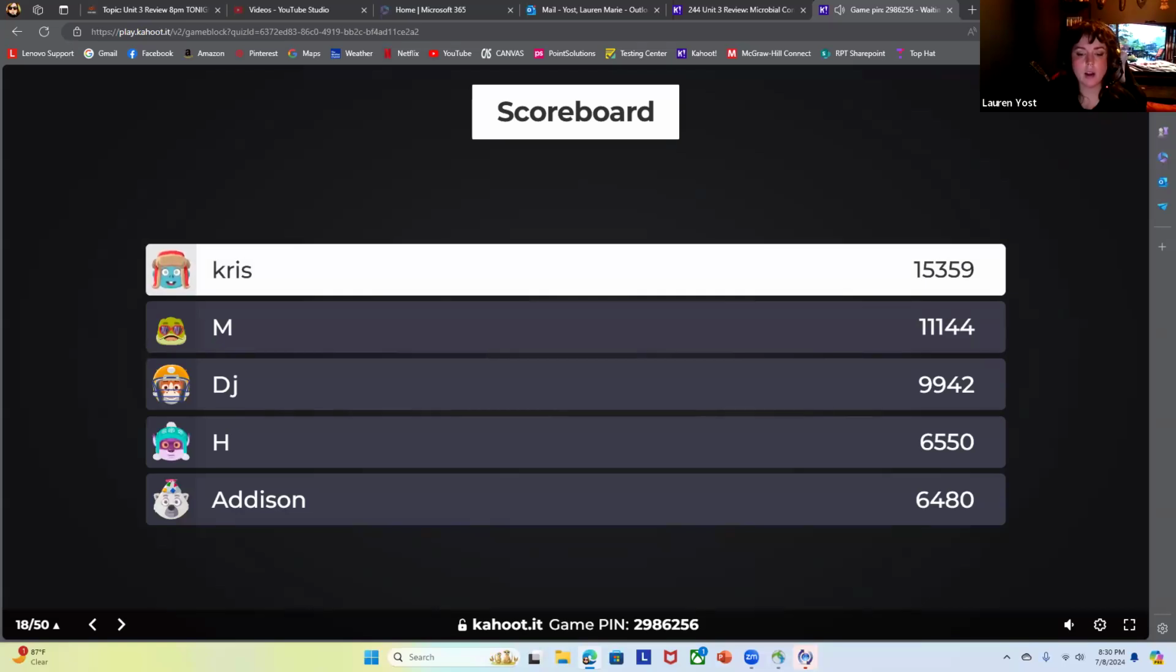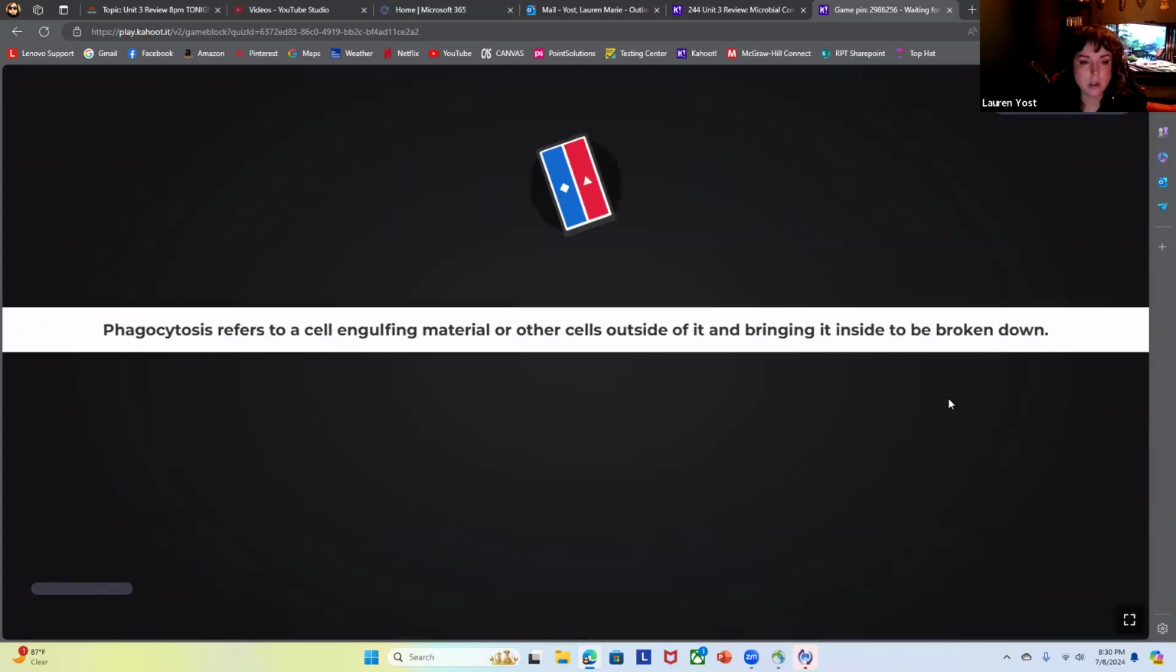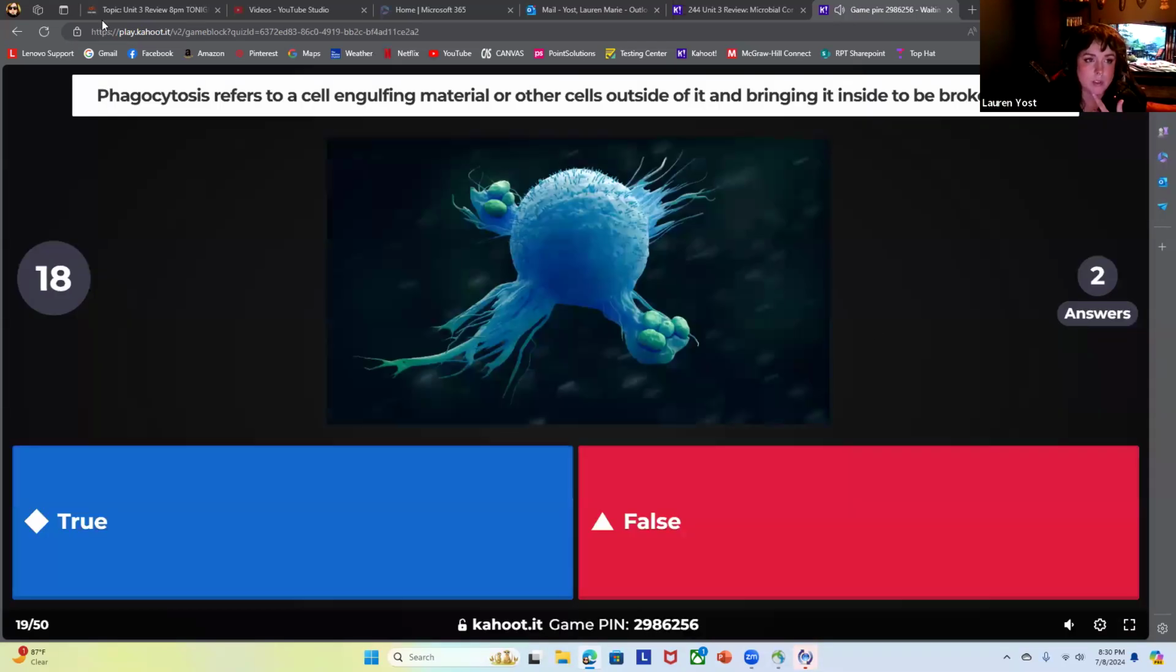Think of it as, I remember it as incidence. It's talking about an incident, and that would be a specific time frame. That's how I remember it, if that helps at all, probably doesn't. All right, true or false? Phagocytosis refers to a cell engulfing material or other cells outside of it, bringing it inside to be broken down. Is that what phagocytosis is?